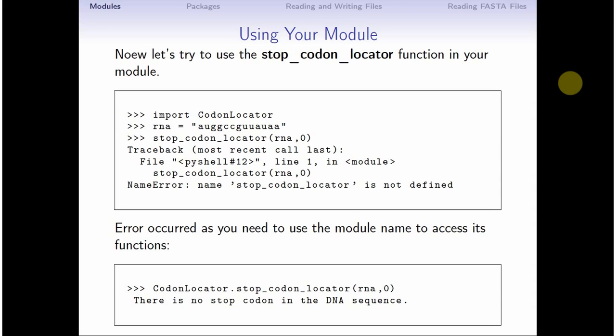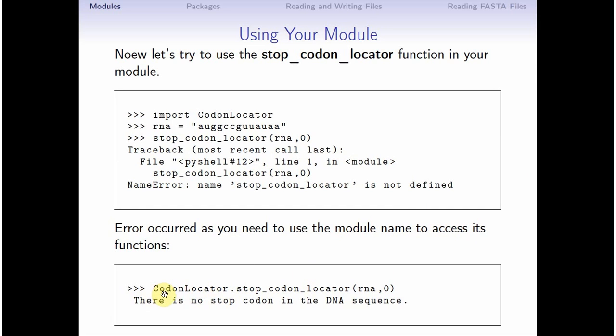Okay, so you can use any. Now we try to use a sub_codon.locator function, then this RNA sequence. How come there's an error? Because just now, I thought you can use all the functions. Okay, because you need to use the module name first to access its function.